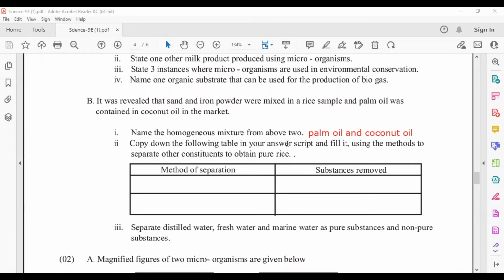Copy down the following table in your answer script and fill it using the methods to separate other constituents to obtain pure rice. Here the rice has been mixed with iron powder and also sand. To remove the iron powder, we have to use a magnet. The substance removed is iron powder. And to remove the sand, we have to use the method of panning.